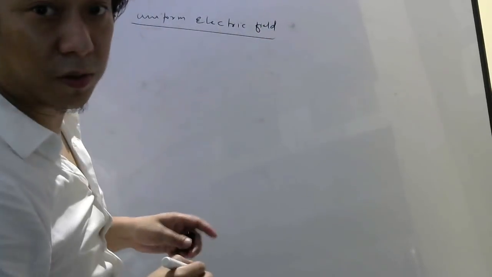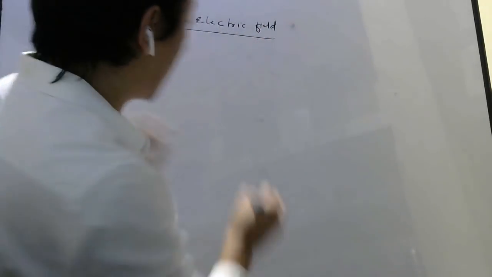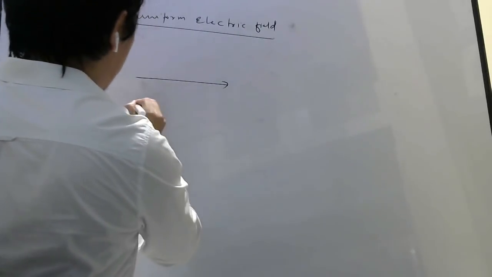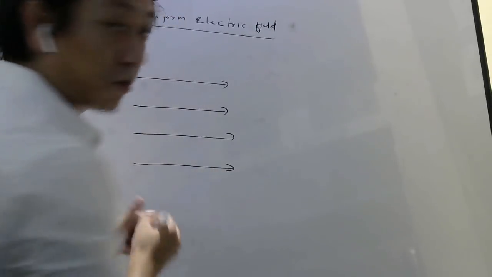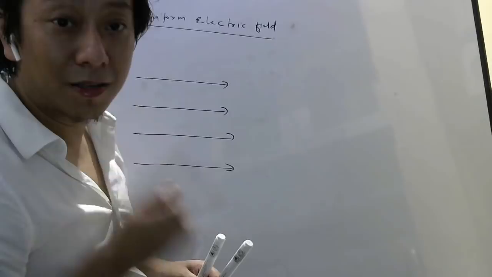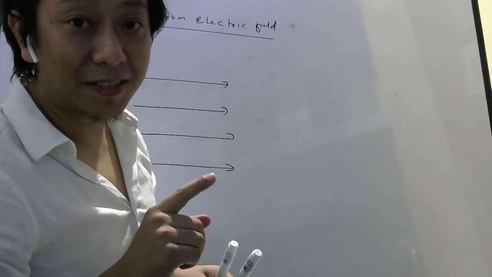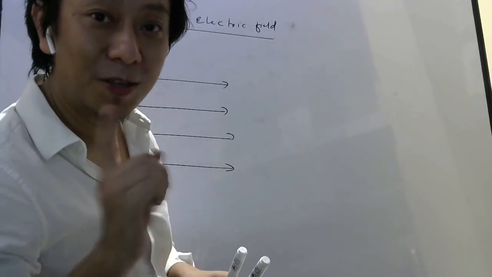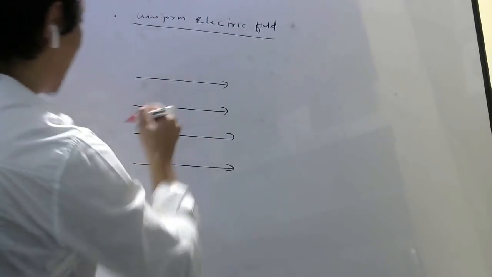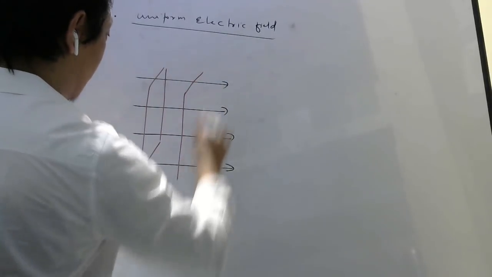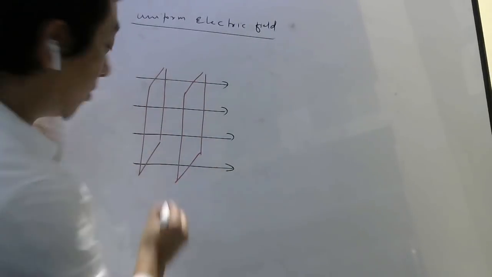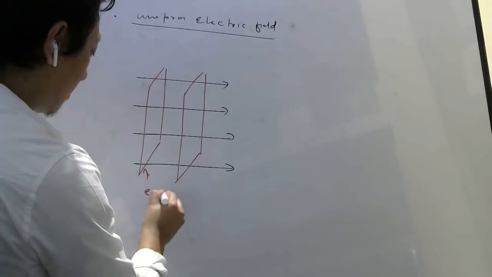Now first you think, how do you draw a uniform electric field? Like this, you draw or not? So if your electric field is uniform like this, how should your surfaces be? The clue is electric field lines are perpendicular to equipotential surfaces. So your surface should be perpendicular to these lines, like this. So these will be your equipotential surfaces.